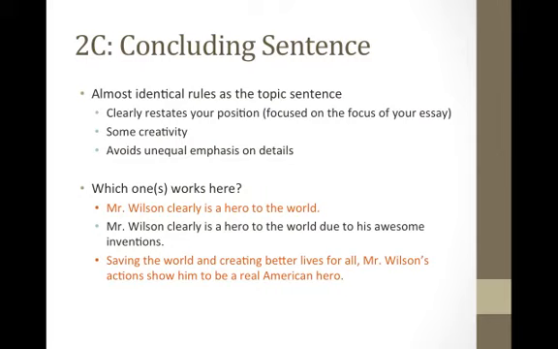What's the problem with the second one? Mr. Wilson clearly is a hero to the world due to his awesome inventions. Well, that's exactly what I talked about before. That's unequal emphasis, because in this case, I'm talking about inventions only in the conclusion when that was one of 2 main ideas. I did not mention the heroic actions of saving the world and for Mr. Core and the other teachers.